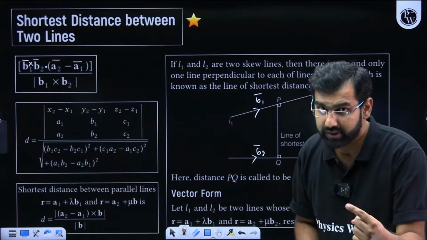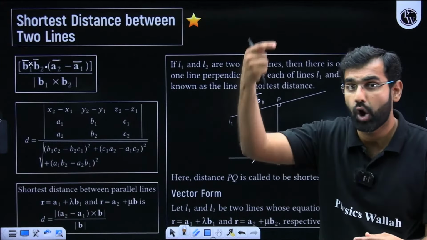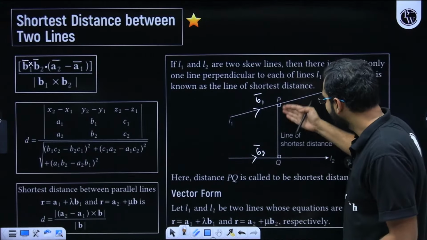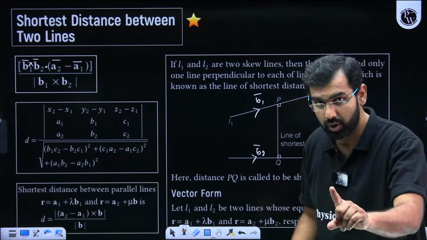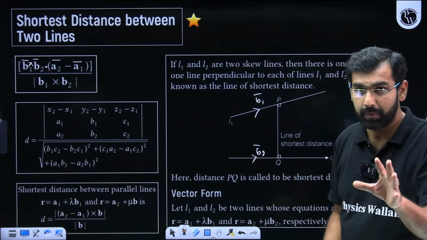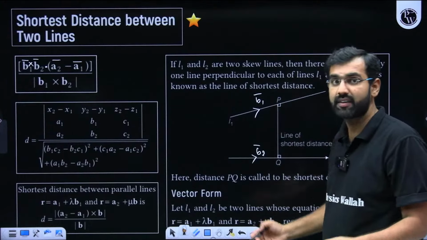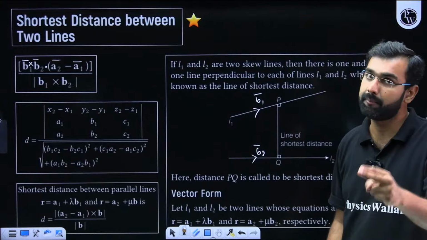Shortest distance is always found along the common normal. So this line and this line will have a common normal, and that common normal will be parallel to b1 cross b2 because it will be perpendicular to b1. It will be perpendicular to b2.